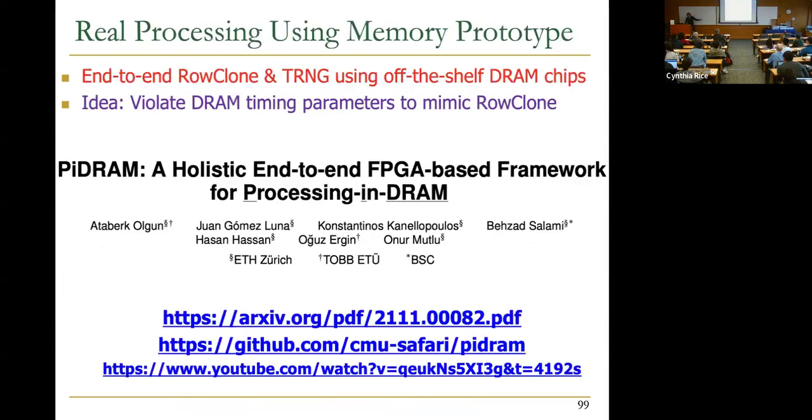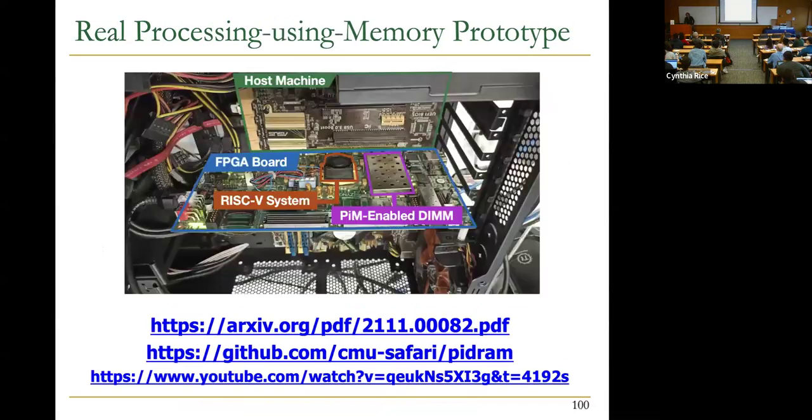So we built on their work and released this FPGA-based infrastructure, which we open source. So if you want to play with this sort of thing, this is a good playground, in my opinion. What we do is we can actually run end-to-end applications on this RISC-V processor. And when you get a copy operation, that RISC-V processor ships the operation to the memory controller, which is on the FPGA. And the memory controller violates the timing parameters, so it can actually do the copying inside memory.